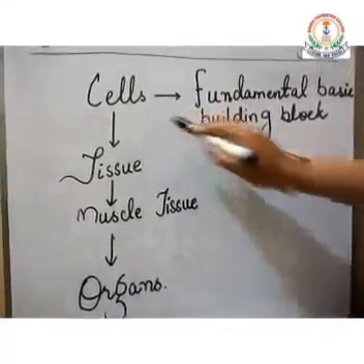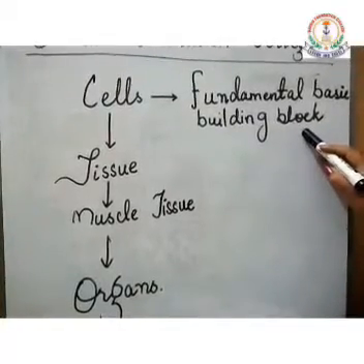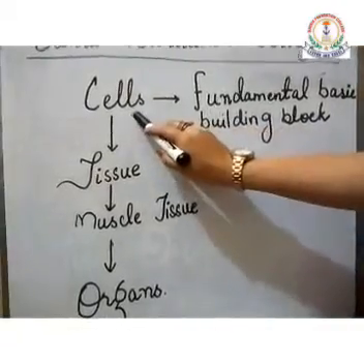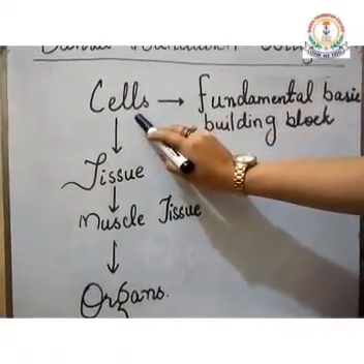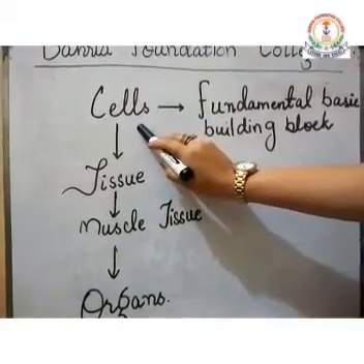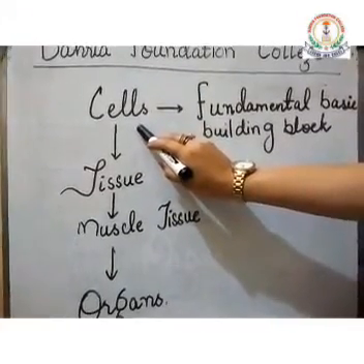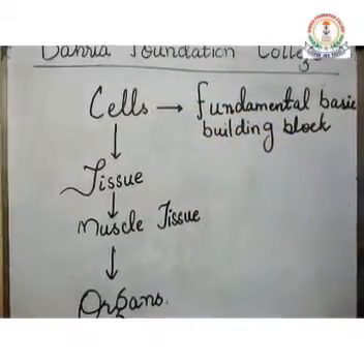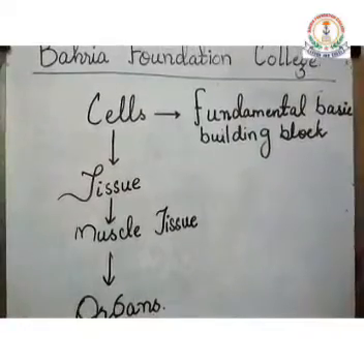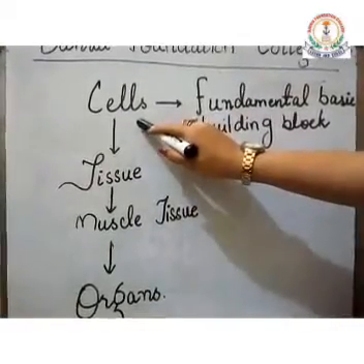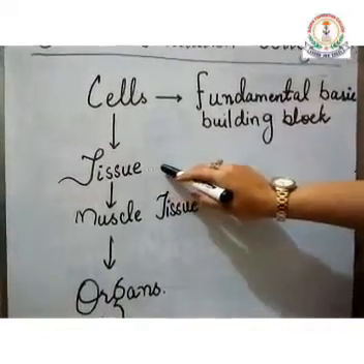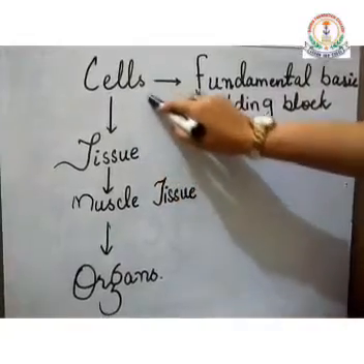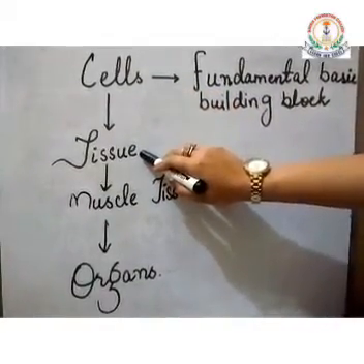Our cells are the fundamental basic building blocks of any part of our body or any organ, because cells are the basic components, and these cells divide and grow to make more cells like them. When they divide to make more cells like them, a group of similar cells doing the same job is called a tissue. Similar cells, when combined and doing a similar job, are labelled as tissues. So the combination of cells forms tissues.